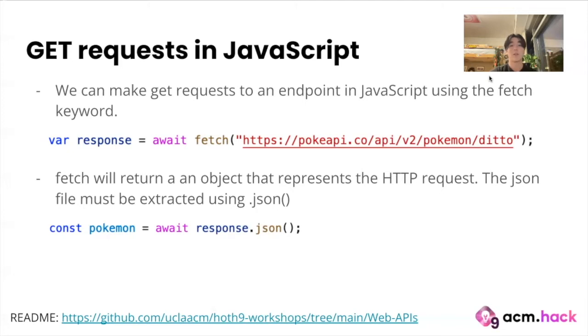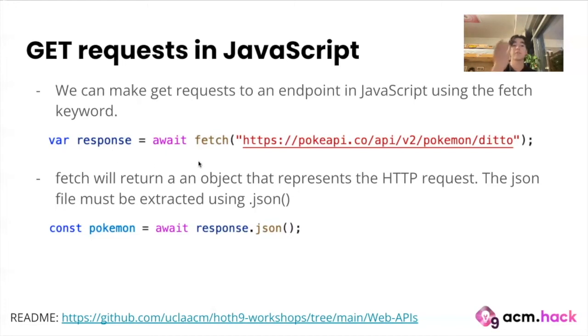When we're making GET requests in JavaScript, we do that using the fetch keyword. Here we have a variable that we've just created, response, and then fetch. Right here inside of fetch, we put our endpoint, the API, and in this case, the query is that we're asking for information about Ditto. As you can see, we have this keyword await. You might be thinking, what does that mean? Well, we'll get to that in a second.